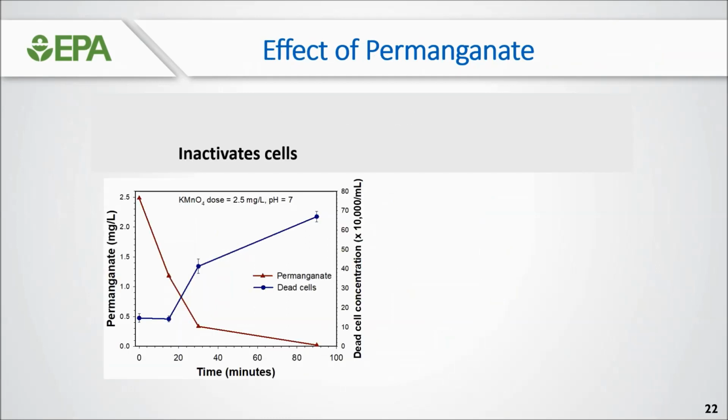Here's the effect of permanganate. So permanganate here, we've got a permanganate concentration in red. You've got the number of dead cells in blue.